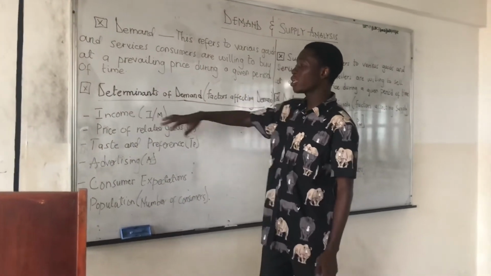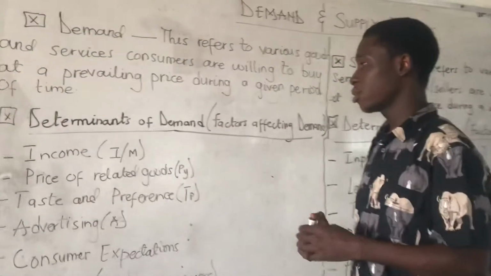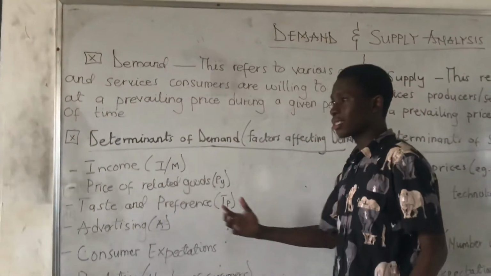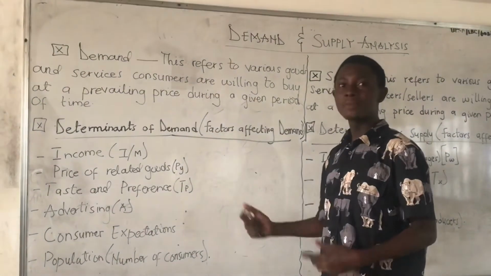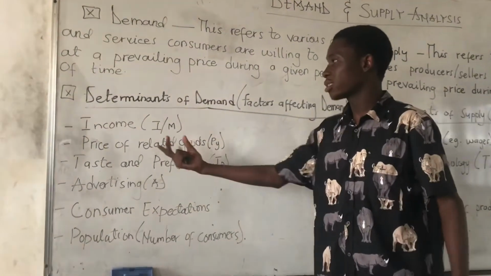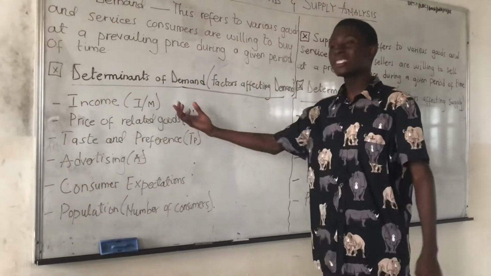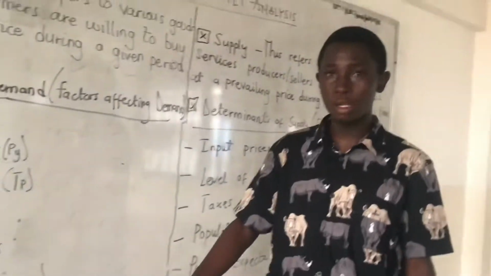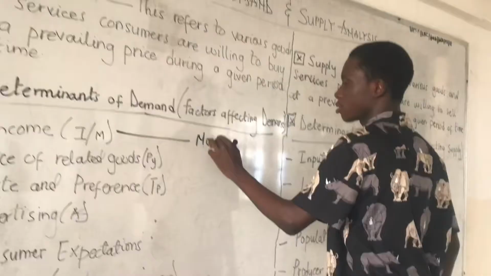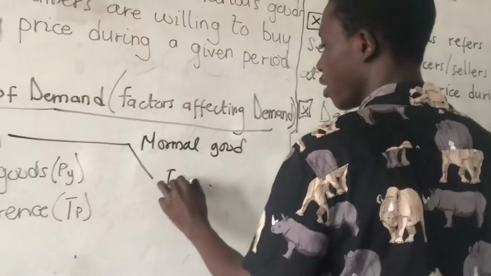Okay, let's come back to income, which is one main determinant of demand. Income can be grouped into two parts. We have a normal good, and we also have an inferior good. With the normal good, as income increases, quantity demanded of that good also increases. With the inferior good, as income increases, quantity demanded of that particular good decreases. So actually that's all about income.